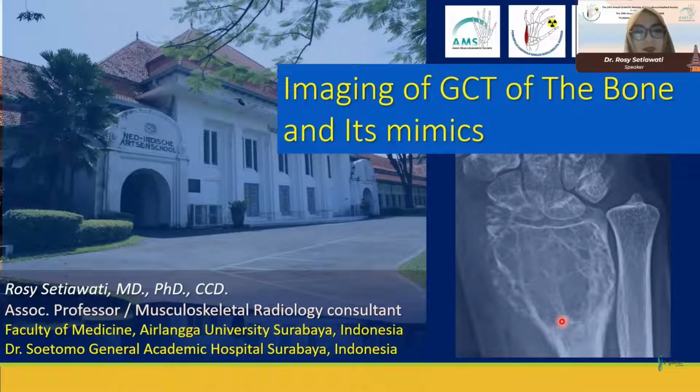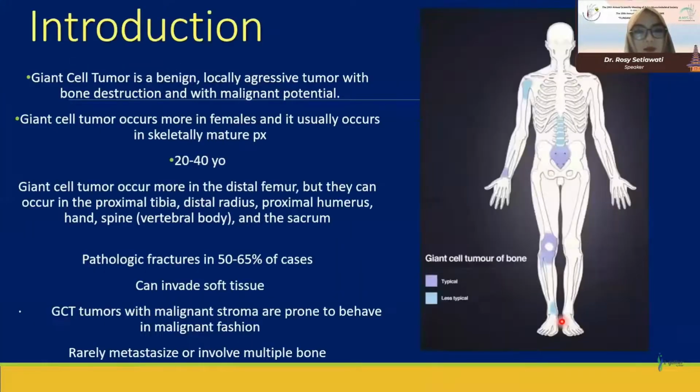At this time, I'm going to present my talk about imaging of GCT of the bone at MIMICS. I have nothing to disclose. The giant cell tumor is a benign, locally aggressive tumor with bone destruction and with malignant potential.